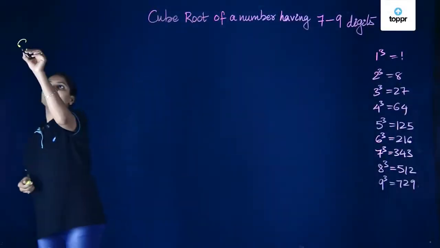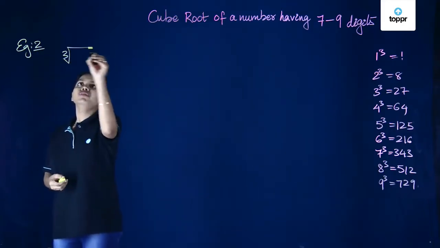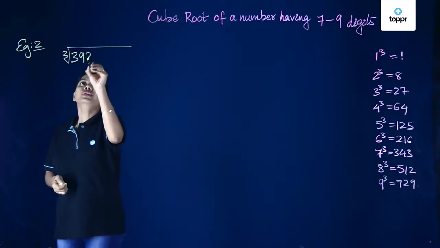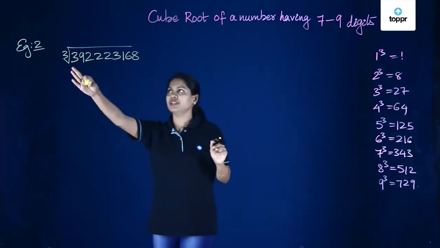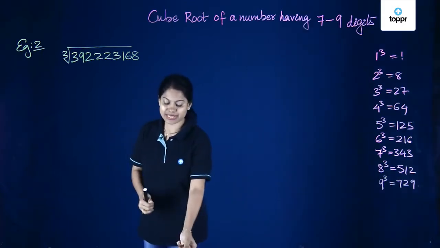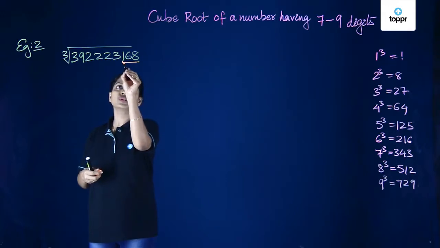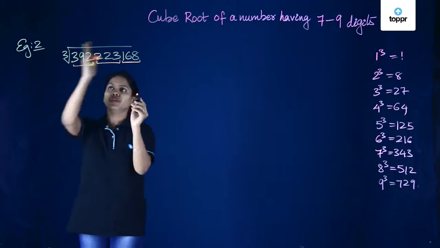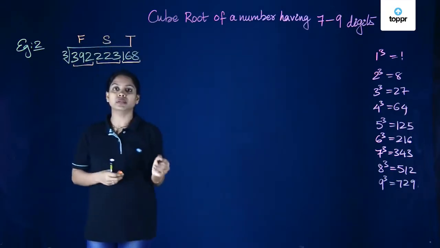Let's now look at the second example, in which we'll find the cube root of another 9-digit number, 3923168. Here we are to find the cube root using the same method that we just learnt. We'll start by grouping the numbers from the units place. This here is the first group, second and third. Now we start counting from the left-hand side: this as the first, this as the second, and this as the third group.